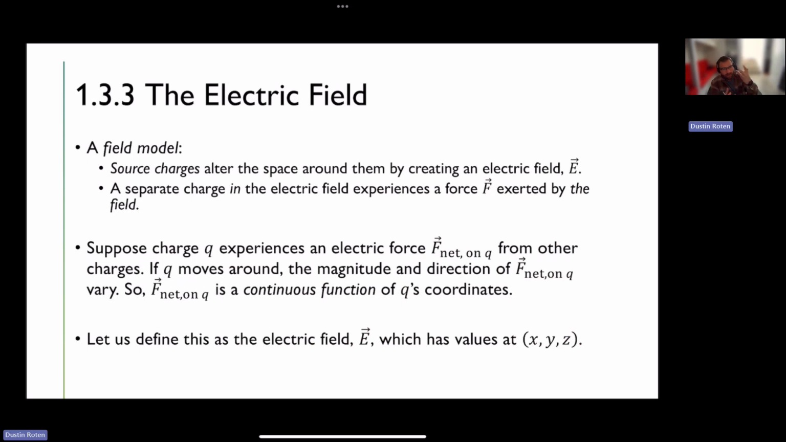Okay. Now let's attach some ideas to this electric field, some requirements. Let's give it a bigger, more meaty definition. With a field model, in our situation the electric field, remember we could have other types of fields, we have source charges that alter the space around them by creating an electric field. So we have to have some sort of cause. And then a separate charge in the field will experience a force exerted by the field.